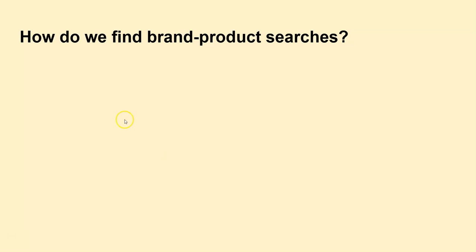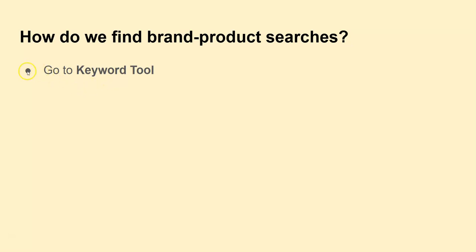So now the final question before I actually demonstrate how to do this is, how do we actually find these brand product searches in the first place? Because we don't want to just guess and imagine what these brand product searches could be, because that would take too long. So rather, we're going to follow 3 steps.